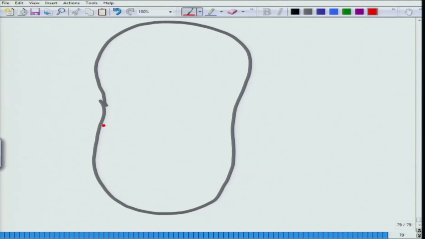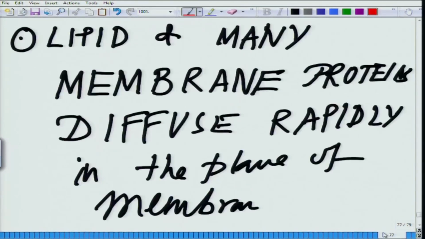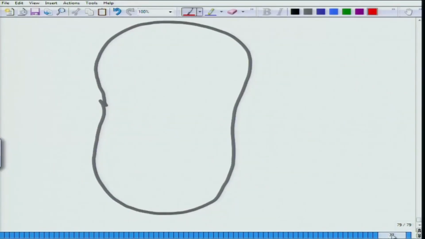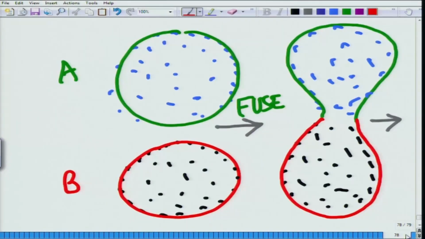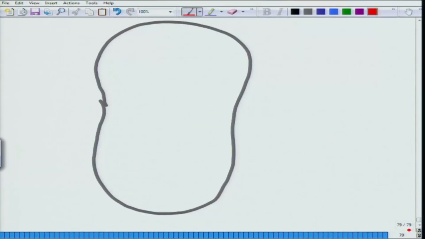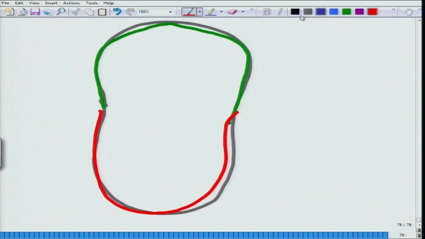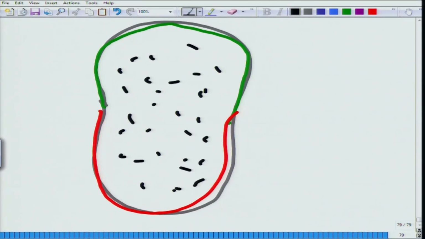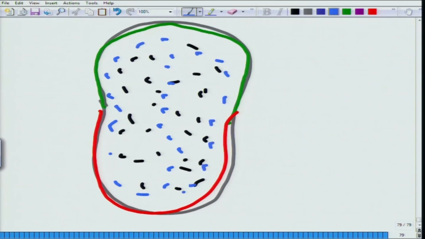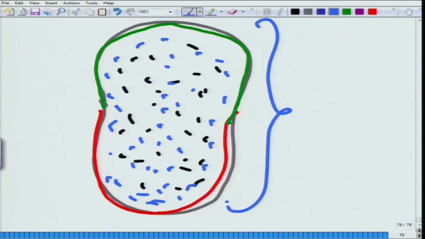If I give the real color, green and red, if this part is the green one and this part is the red one, what I will see is all those black dots and all those blue dots have mixed together likewise. So, that is one of the indirect proofs or kind of a crude proof to say these proteins and the lipids are moving all across the membrane.